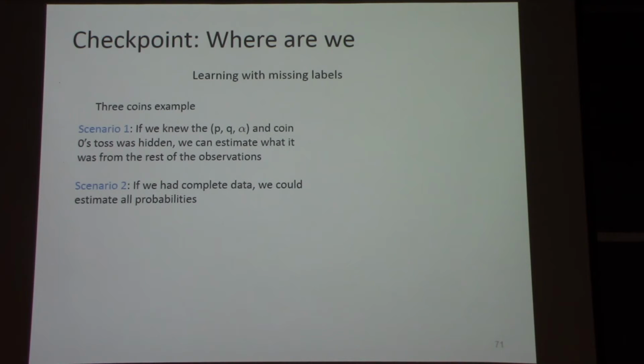Scenario 2 was, if you had complete data, examples of the form, here is the value of coin 0's toss and here are the subsequent 4 tosses, and many such examples, then you can estimate biases of all the coins. The difficult situation was scenario 3, when I hid what coin 0 said and only showed you blocks of 4 tosses and don't tell you whether the second set of tosses come from coin 1 or 2.